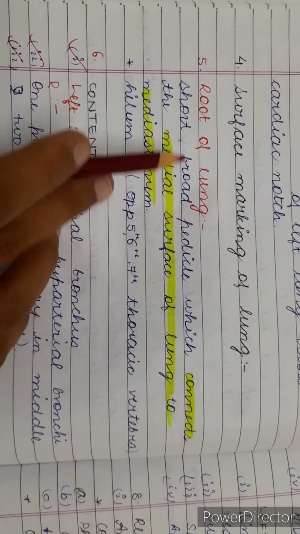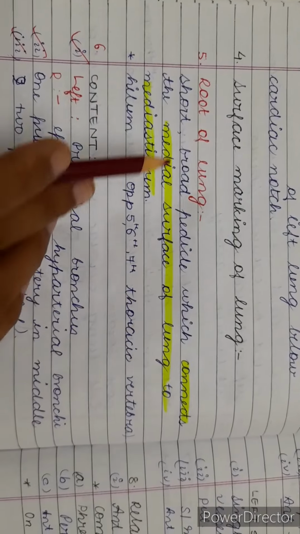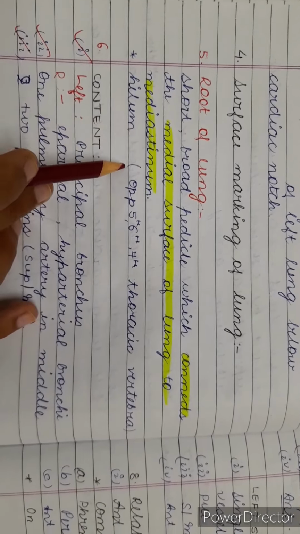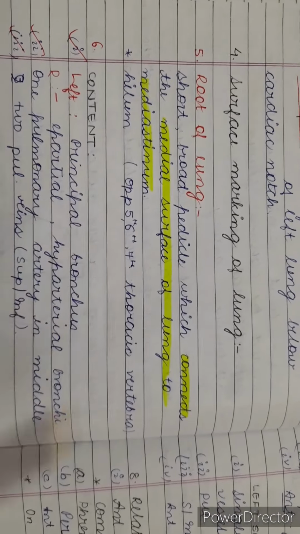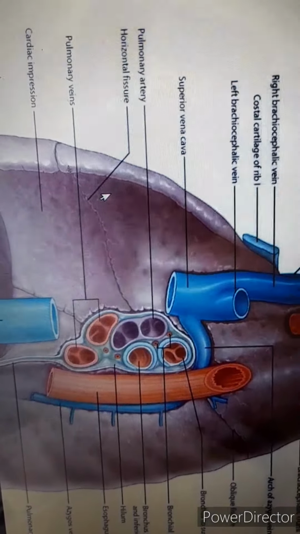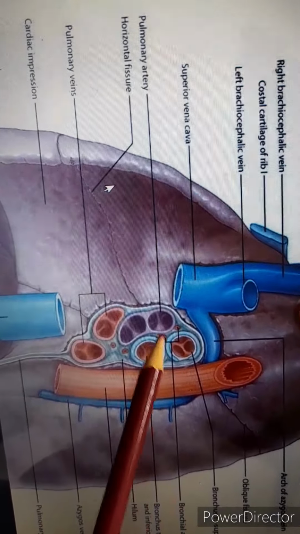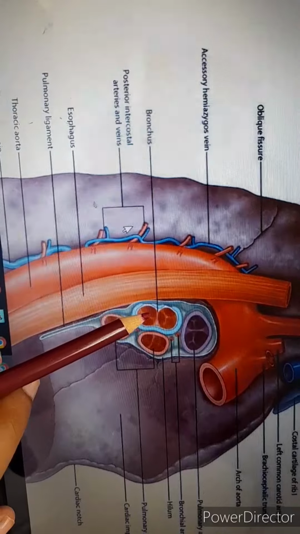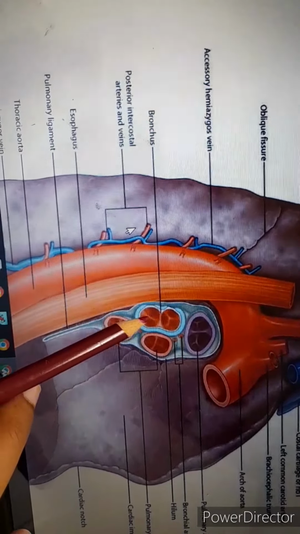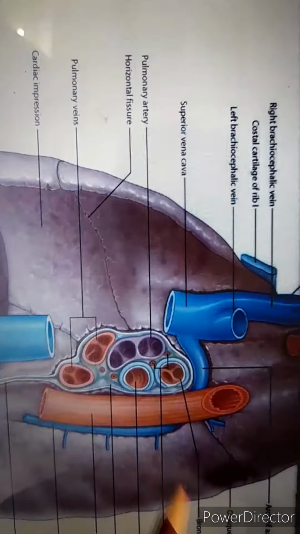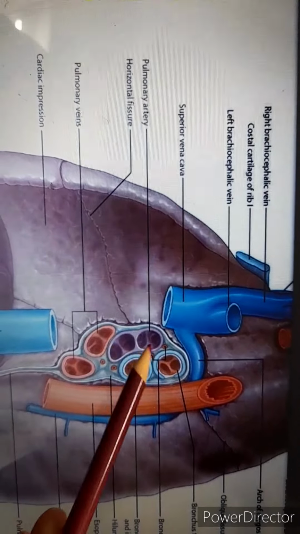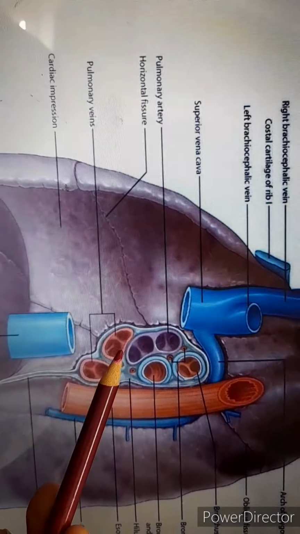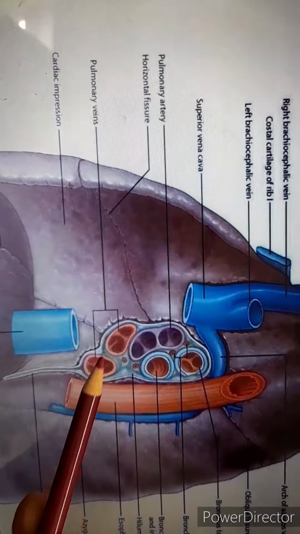Root of the lung is a short broad pedicle which connects the medial surface of lung to the mediastinum, and hilum lies at this place. The contents are, in the right lung, there are two bronchi, eparterial and hyparterial bronchi. In the left lung, there is only one bronchus called the principal bronchus. One pulmonary artery in both right and left lung. Two pulmonary veins carrying the oxygenated blood in both right and left lung.